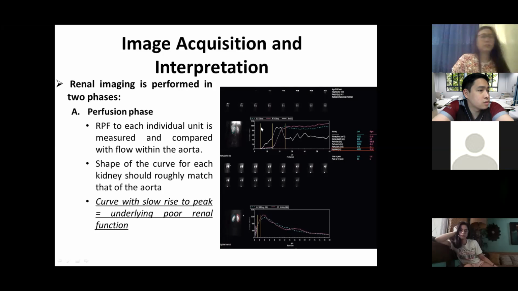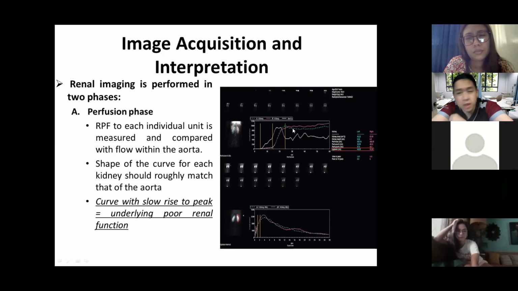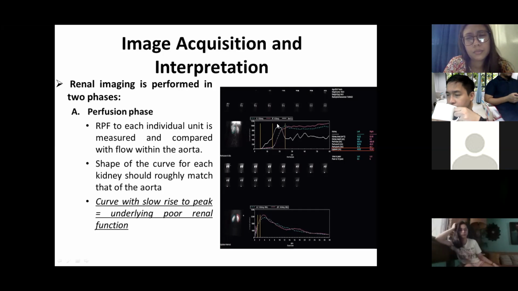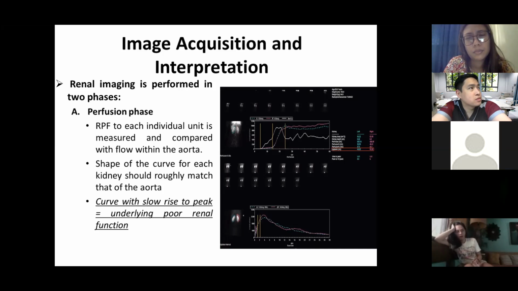So this is the time activity curve, and on the x-axis, we have the time. On the y-axis is the total activity. The shape of the curve for each kidney, the purple and the teal curve, representing the right and left kidney, should roughly match that of the aorta, the white curve here. A curve with a slow rise to peak may indicate underlying poor renal function.